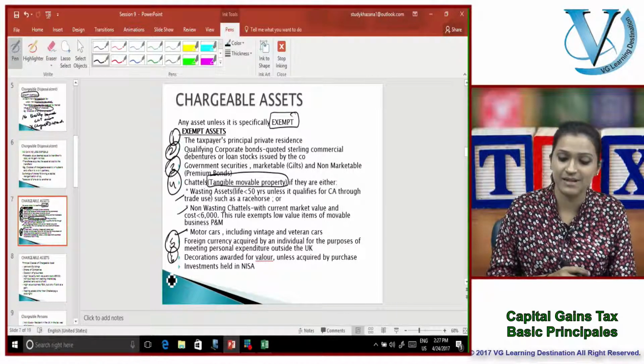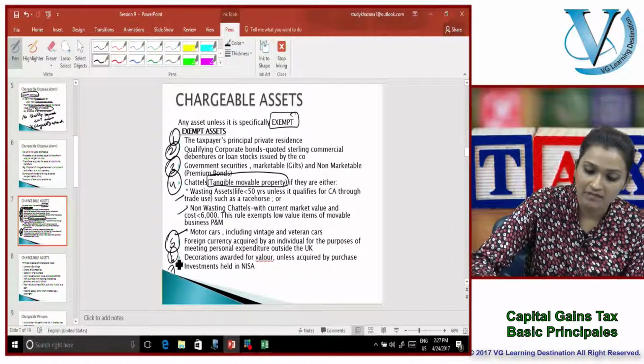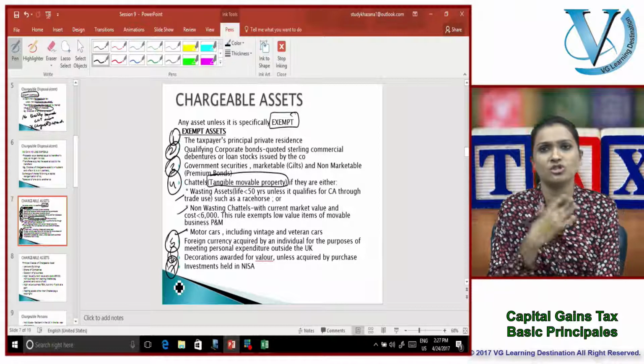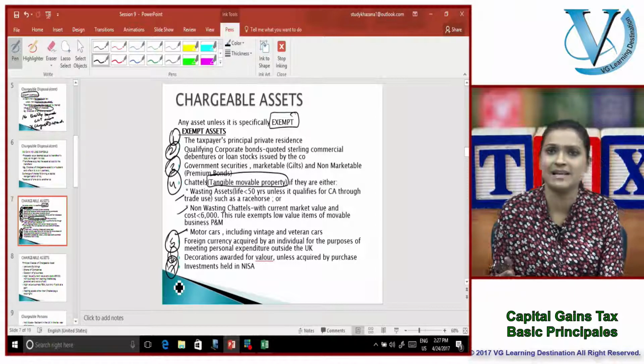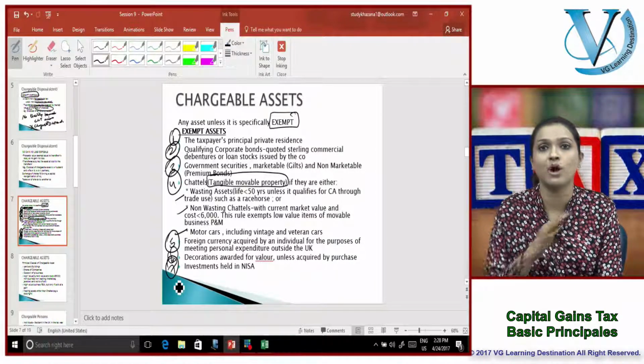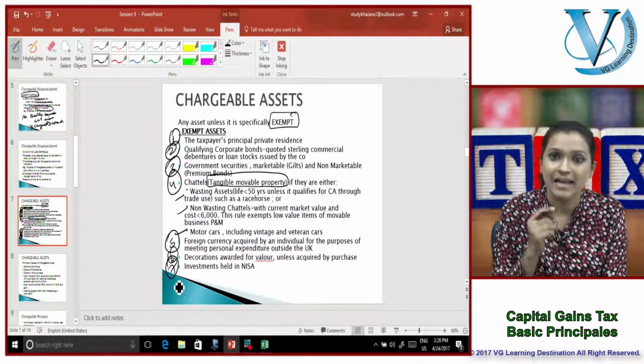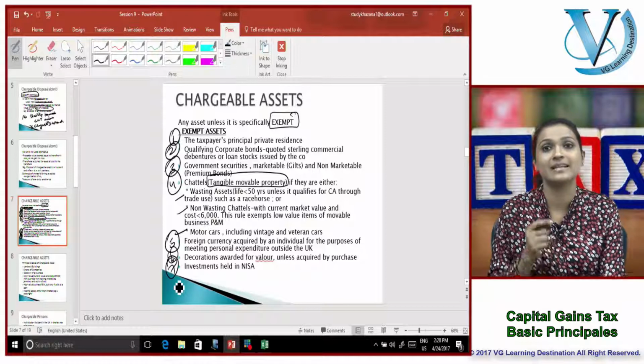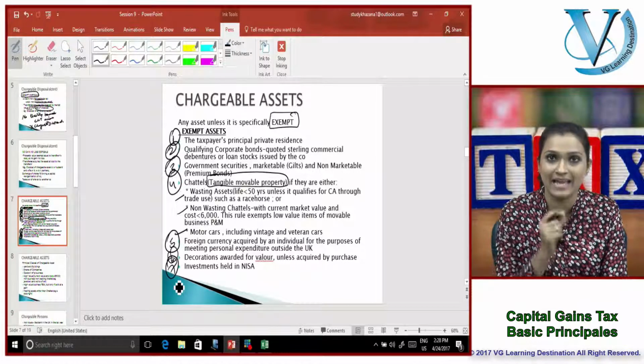What else? Investments held in an ISA. We've all done that. We're just encouraging people to hold shares and cash, subsequently sell them off and make a profit, which does not attract any capital gains liability. So all of these assets are exempt assets, exempt from CGT liability.